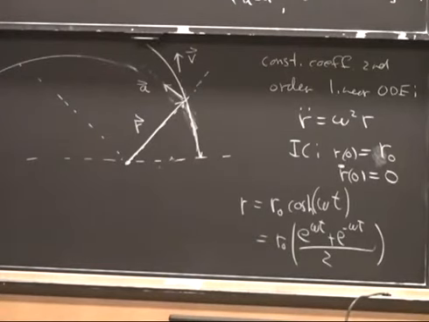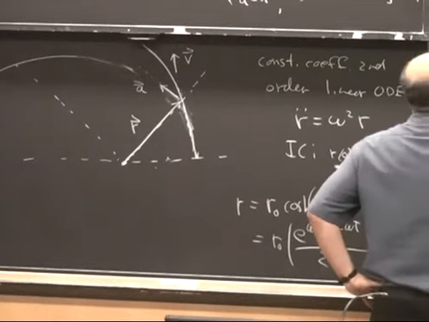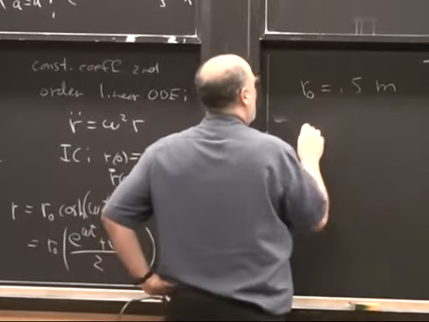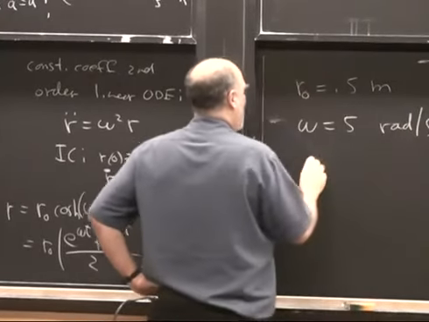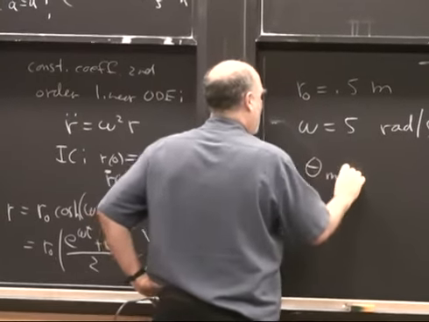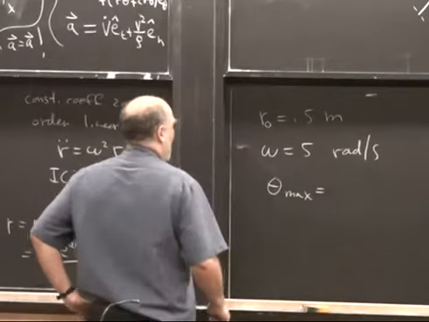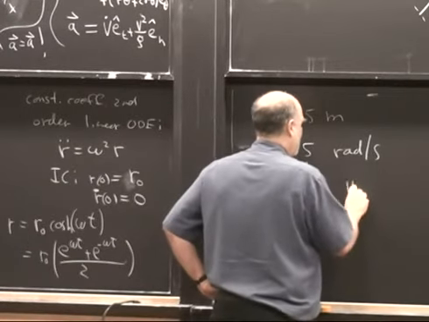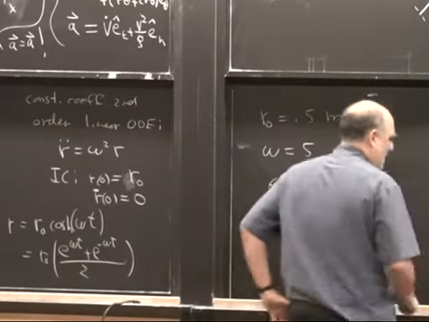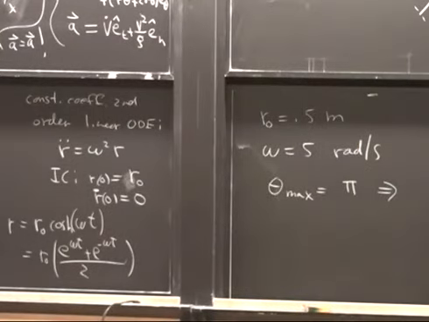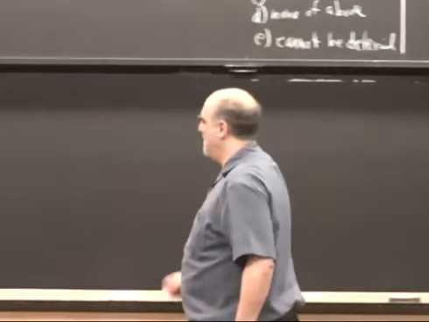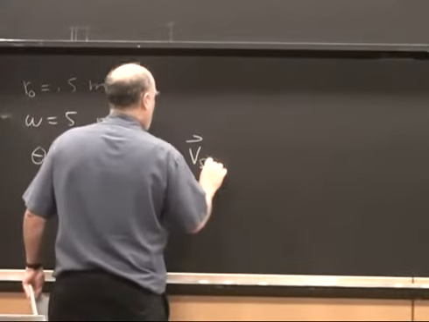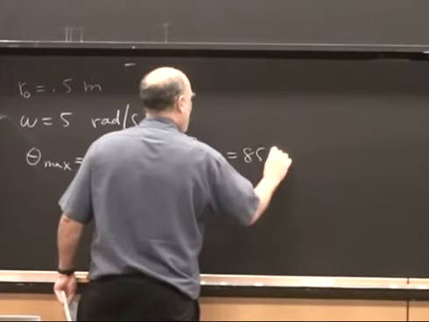What does that give us for this thing as it shoots along if we put in, say, R0 equals 0.5 meters and we put omega equals, say, 5 radians per second, and we put in theta max is equal to, say, pi, then this gives us that the final R dot is about 60 miles an hour, or the final V is something like 85 miles per hour.